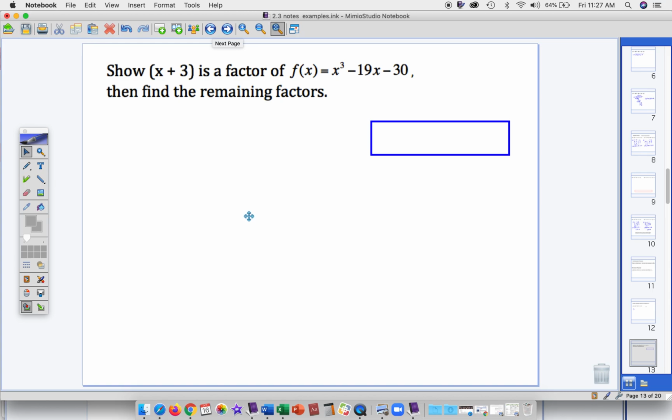Okay, for this problem, we're asked to show that x plus 3 is a factor of f of x, and then find the remaining factors. So I'm going to start off doing division by negative 3. Here, notice I'm missing my x squared term, so I need that placeholder.